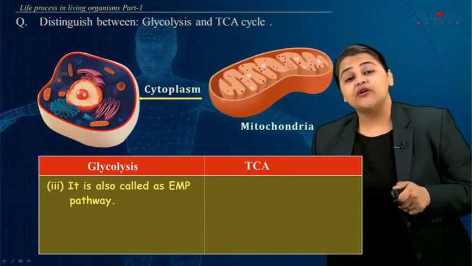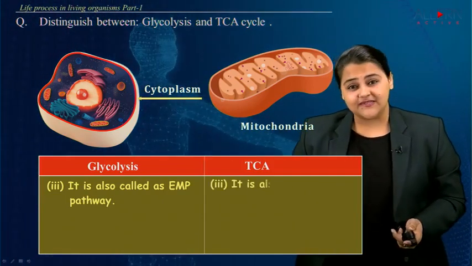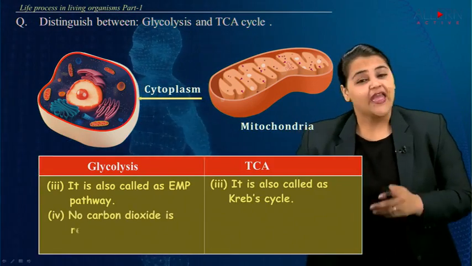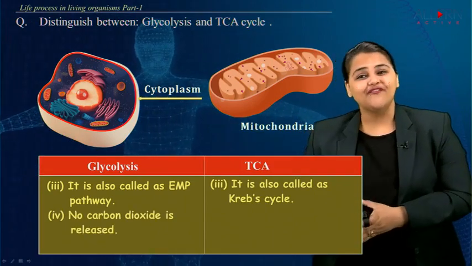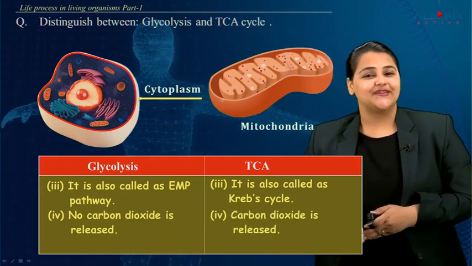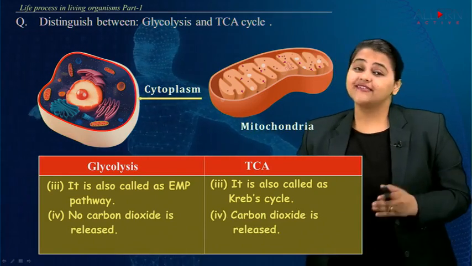Now when you talk about TCA, well, it was discovered by Sir Hans Krebs, and that's why it is called the Krebs cycle. As I told you, another point of difference: no carbon dioxide is released in glycolysis, and in TCA, carbon dioxide is released. Well, this is the point of difference between glycolysis and TCA.